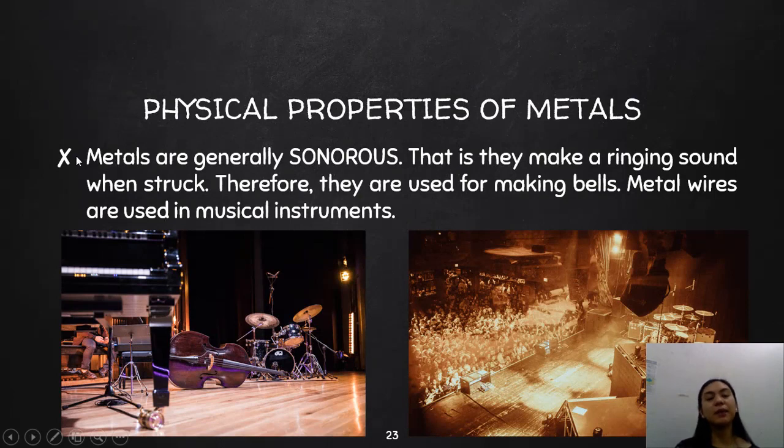Another property is that metals are generally sonorous. So when we say sonorous, that is, they make a ringing sound when struck. Therefore, they are used for making bells, and metal wires are used in musical instruments. So sonorous, they have that ability to make that particular sound. That's why it is used in your instruments, like your drums, your guitars, the wires are made out of metal.